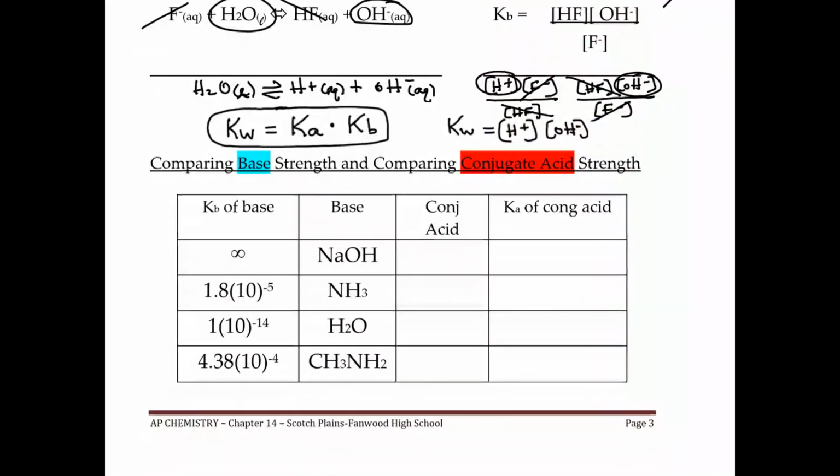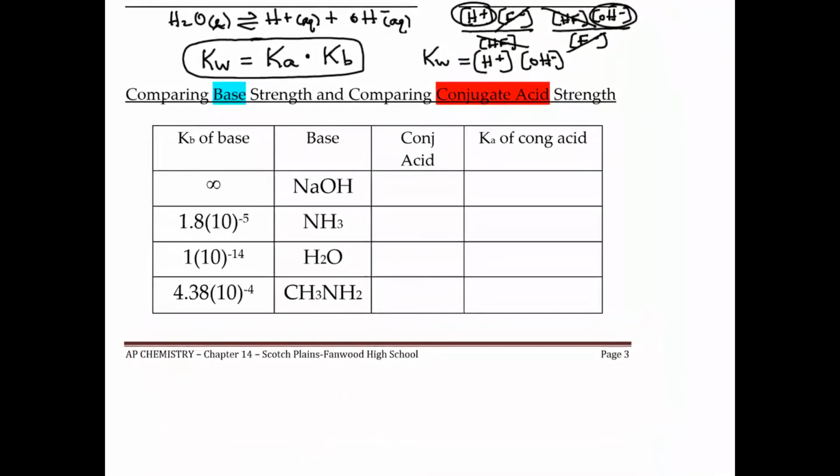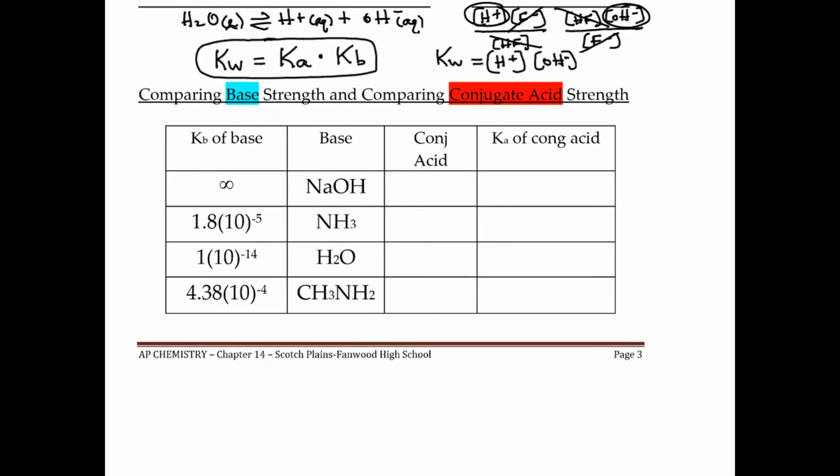Okay, let's move ahead to the bottom of the paper, and this one will go a little faster because we got all our background information. So we're going to look at the strengths of these bases. We're going to go for the highest Kb. So of course, infinity is the largest, followed by the CH3NH2, followed by the NH3, followed by the H2O. Again, it makes sense that water would be the weakest out of all these.